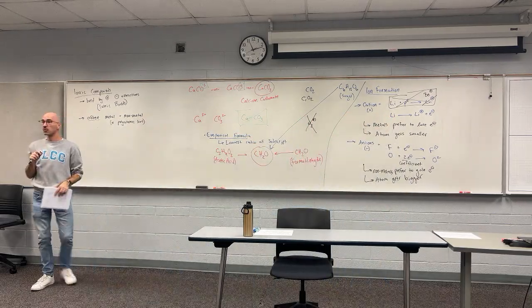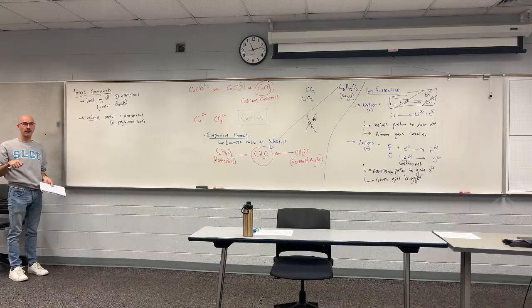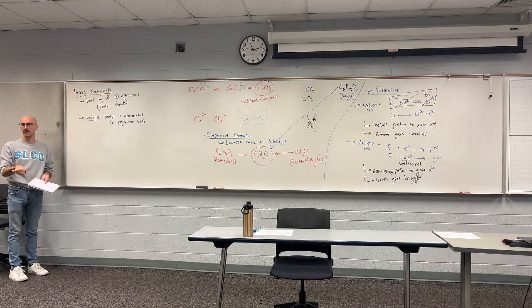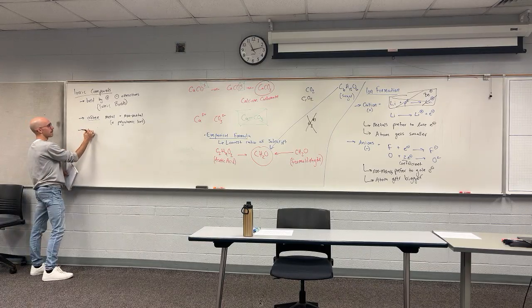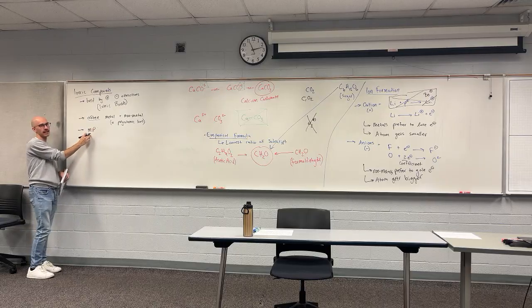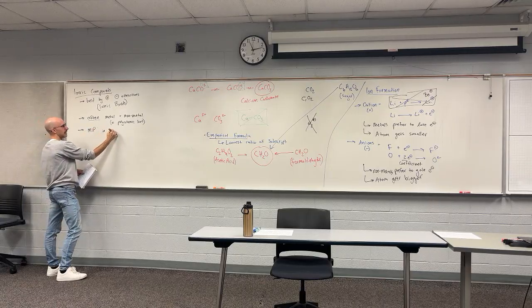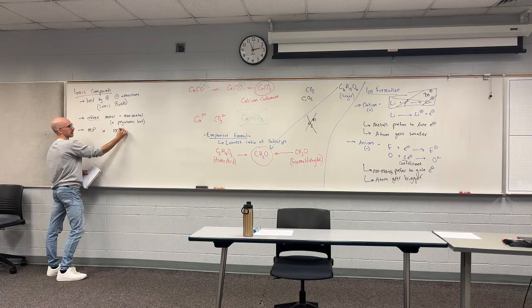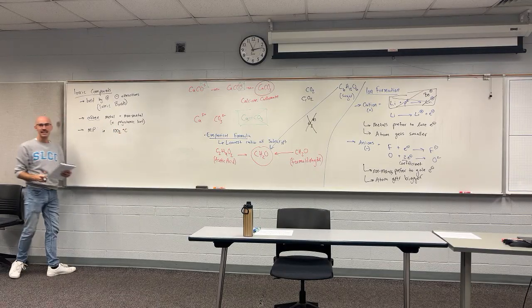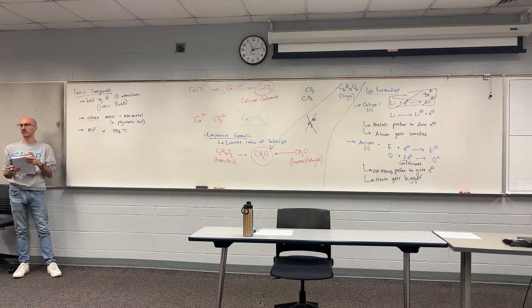Ionic bonds are incredibly strong. Has anybody ever put salt directly onto a pan and tried to melt it like sugar? Good, I wouldn't recommend it. Nothing happens, really. They have melting points. That's what I'm abbreviating here with MP, is melting point. In the hundreds of degrees C, 200, 300, 400 degrees C.